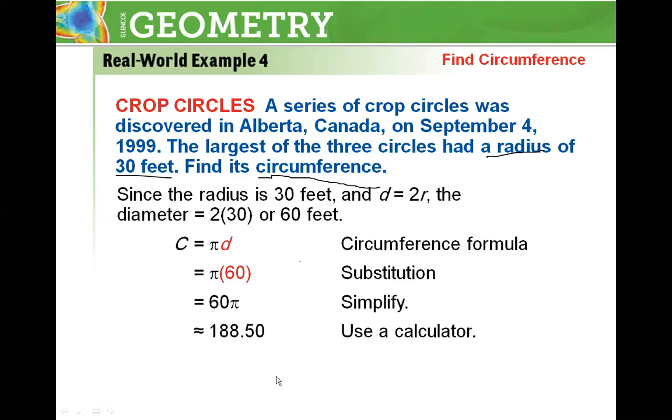So in this problem again, Muhammad Arif said that we have the radius. So the radius is 30 feet. I need to find the circumference. He got the diameter by taking the double of the radius, or multiplying the radius by 2, and then wrote the rule, substituted, and got the answer.